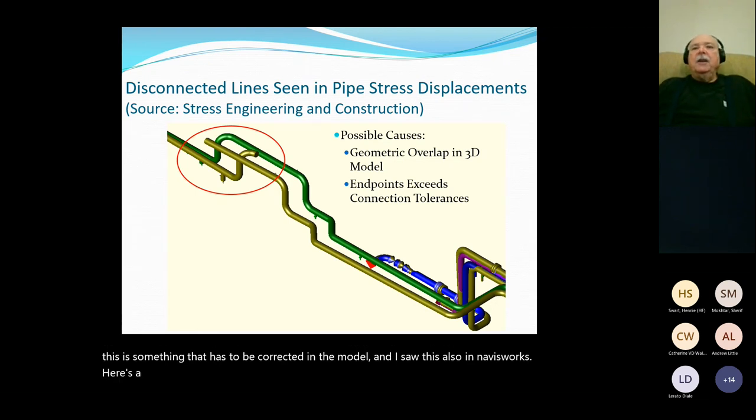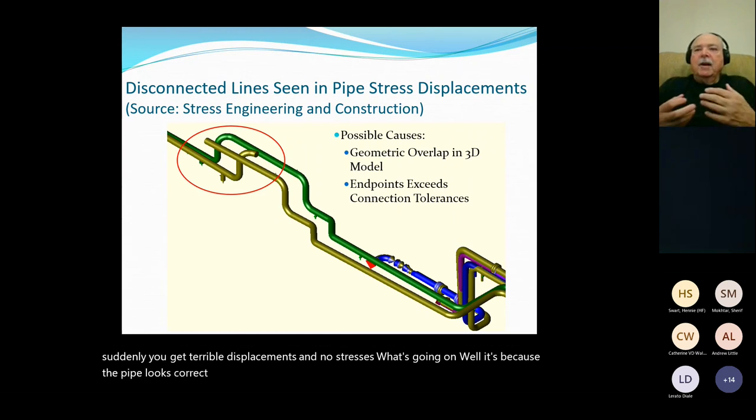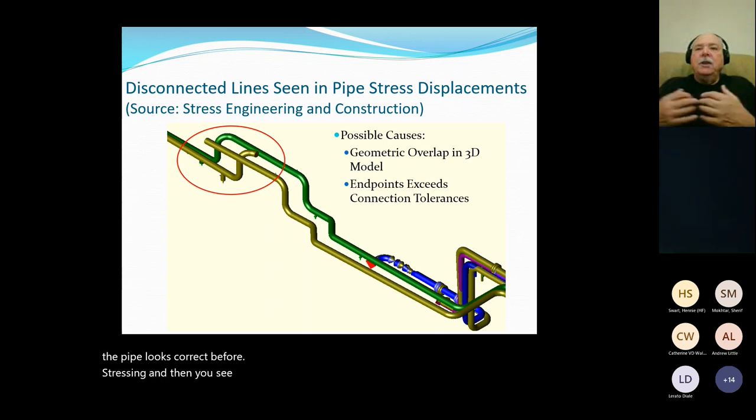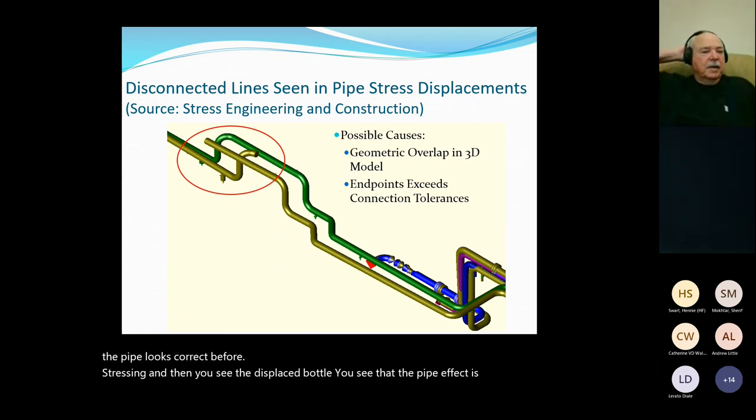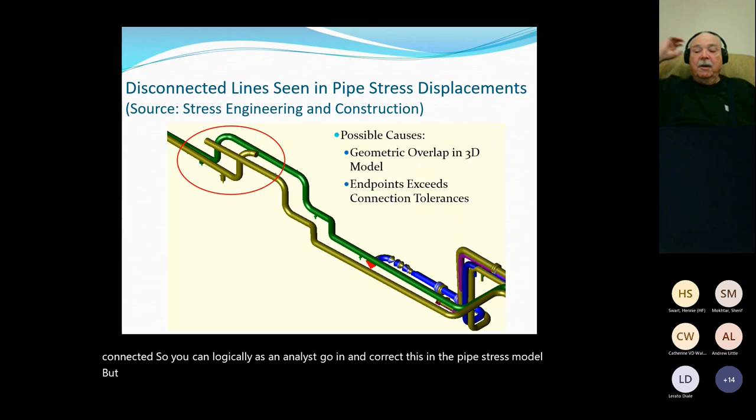Here's a lack of connectivity that showed up in the pipe stress model. You run the model and suddenly you get terrible displacements and no stresses. What's going on? Well, it's because the pipe looks correct before stressing. And then you see the displaced model, you see that the pipe in fact is not physically connected. So you can logically, as an analyst, go in and correct this in the pipe stress model, but it's also necessary for correct reporting that it be corrected in the digital model.